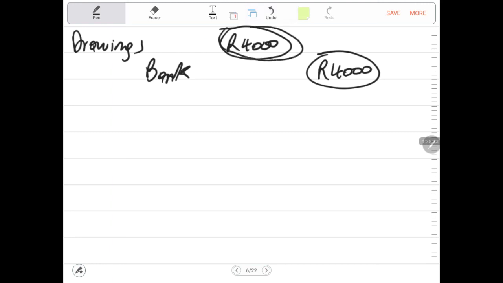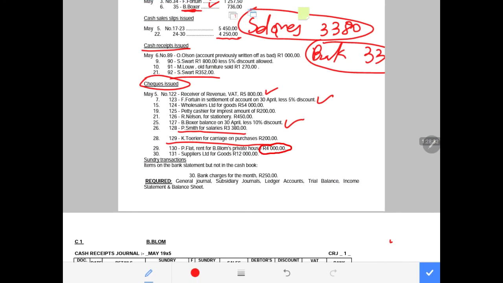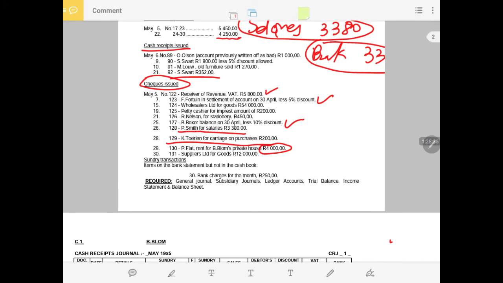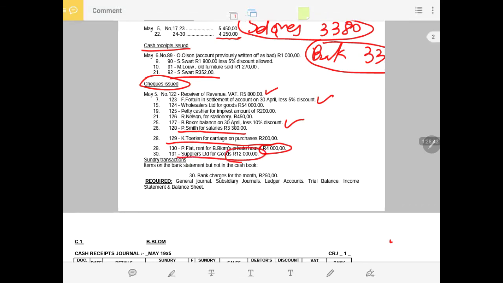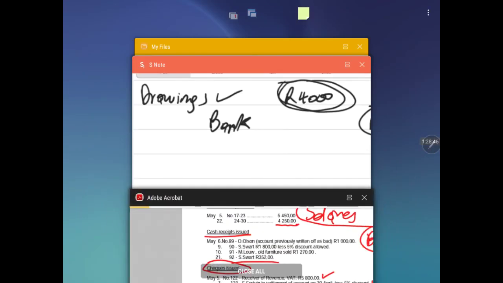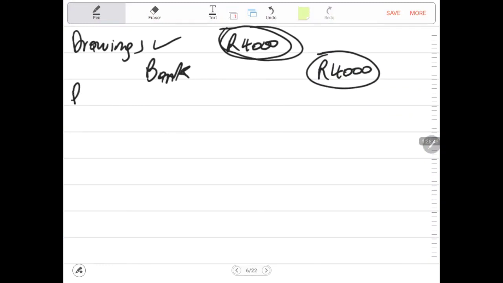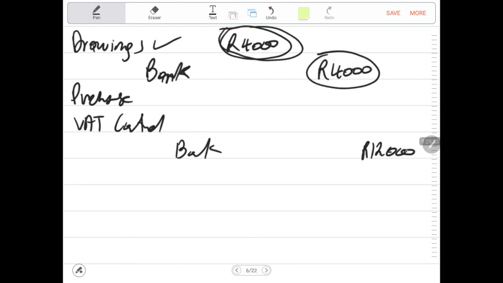Under our Sundry Details we write drawings. Under payee we write P. Flat, the one that was being paid for the money that was being withdrawn for the private purpose of the rental. Then after, we paid the supplier Ltd for goods 12,000, that means we bought inventory worth 12,000, and if we bought this inventory we have to debit our purchases. Then after we have our VAT control, this is the last transaction. Then after we credit our bank, and the amount that we paid is 12,000.